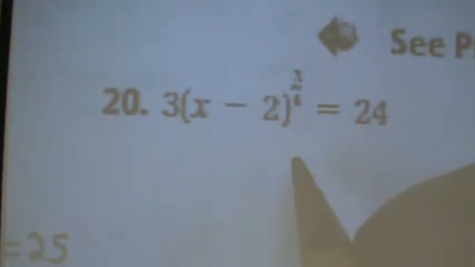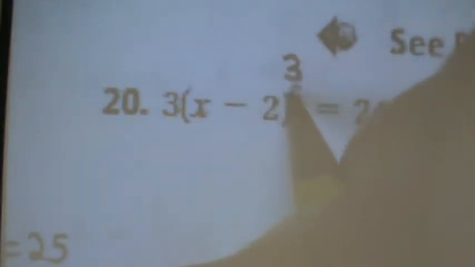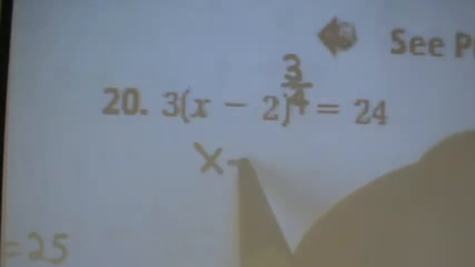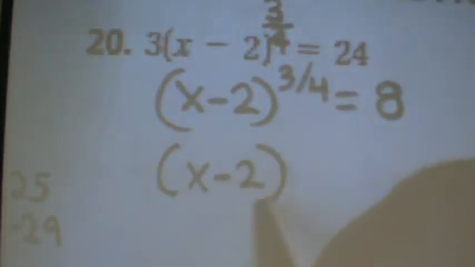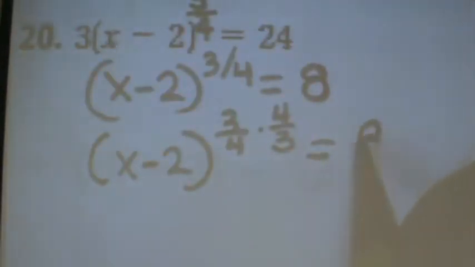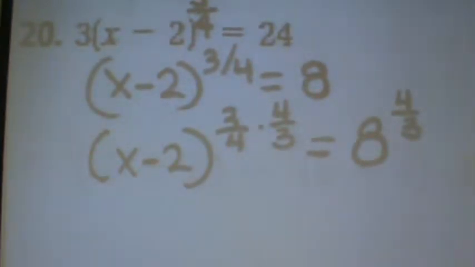All right, how about number 20? Divided by 3/4. Just so, exponent, what did I say if the numerator is odd? There's only going to be one answer here. I've got to get rid of this 3 first. Divide by 3. It's to the 3/4 equals 8. Now, what's the reciprocal of 3/4? You're going to multiply, so you're going to do this. X minus 2 to the 3/4. The reciprocal is 4/3. So I have to take 8 and raise it to the 4/3 power.